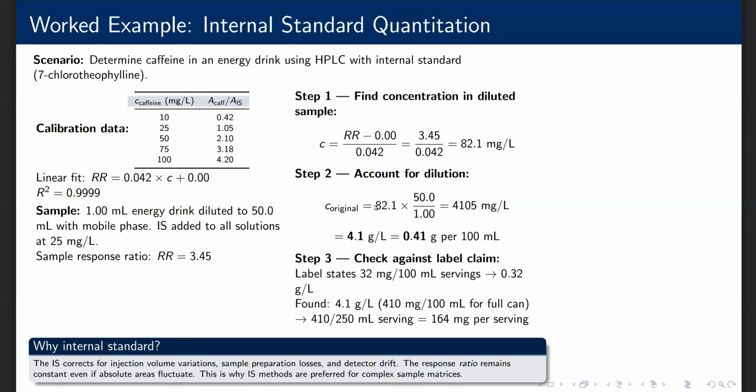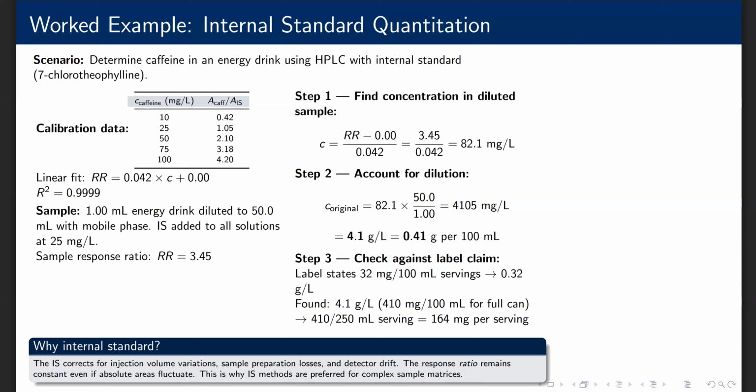The area of caffeine is divided by the area of the internal standard. Instead of the absolute caffeine area, this ratio is independent of injection volume variations, which makes the method more robust.